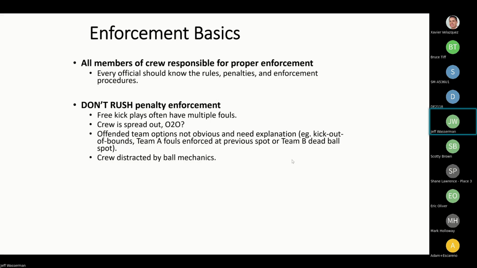And your crew is distracted by ball mechanics. Your SRF may be going in and getting the ball, your U is trying to get to the succeeding spot, and there's just a lot going on. So it's not uncommon for mistakes to occur here. Have the wrong team for the foul, or have more than one foul and the white hat not even know it for a minute or two into the process. So just be aware.